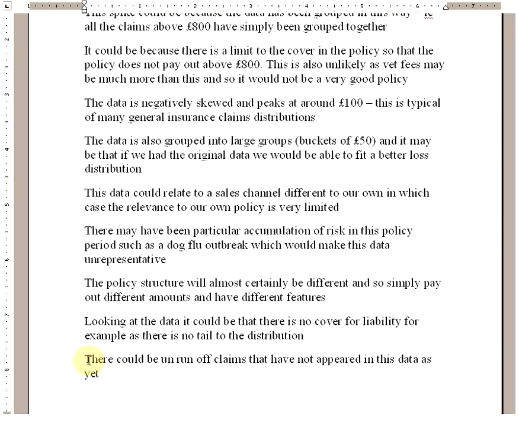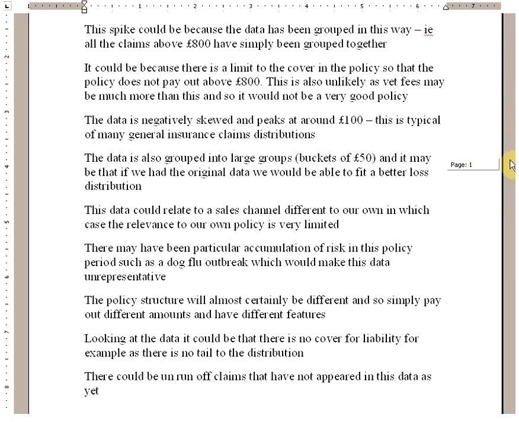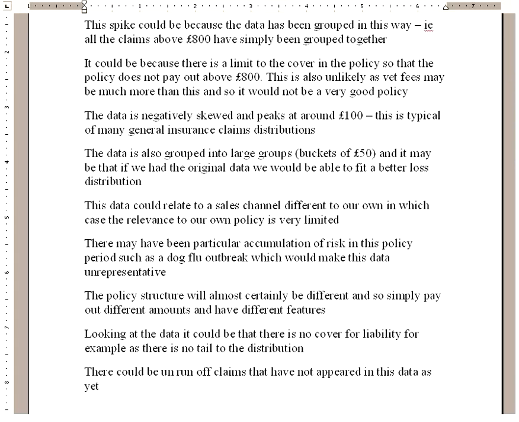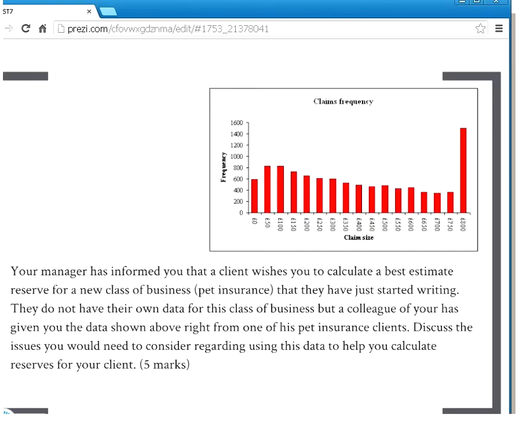And another simple sort of classic point you can make, there could be claims that have not run off yet and therefore not appeared in the data. So this data might have been all written in the last, it might have all been written in the last 5 years, so perhaps that's the only data available, in which case long-term liability claims may not have all appeared in the data yet. So again, you would be underrepresenting the amount of claims you're going to get. So there's a lot of points there you can make.